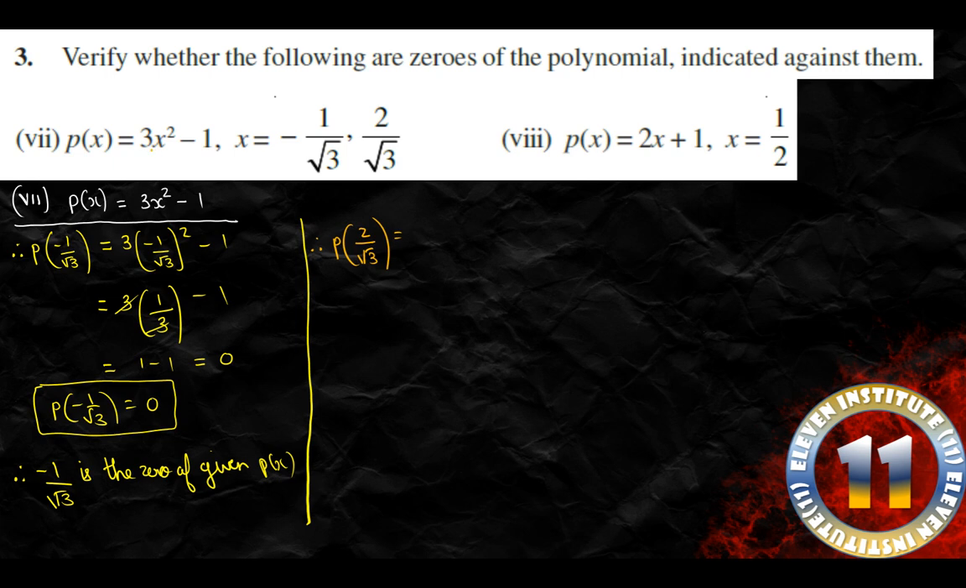Right, so this is the polynomial 3x square minus 1. So 3 will remain as it is. Instead of x we will write 2 upon root 3, and here it is x square, so we will also square this bracket, minus 1. Let us solve it further. 3 will remain as it is. 2 square will give us 4 and root 3 square will again give us 3 over here. And this is minus 1.